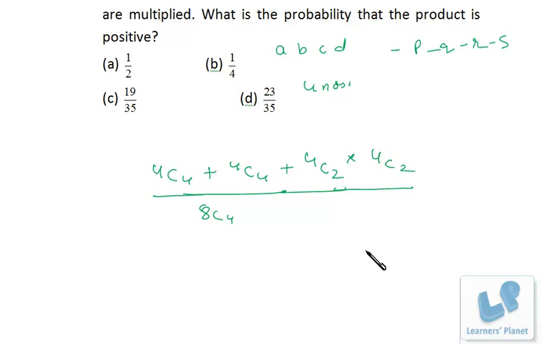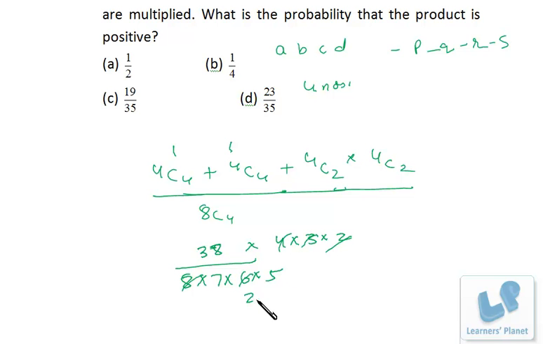4C4 plus 4C4, that's 1 plus 1, then 4C2 is 4 into 3 by 2, that is 6, into 6, 36, plus 2, 38, and this is 8 into 7 into 6 into 5 by 4 into 3 into 2, right? So this is 19 by 35, right? Quite an interesting problem.